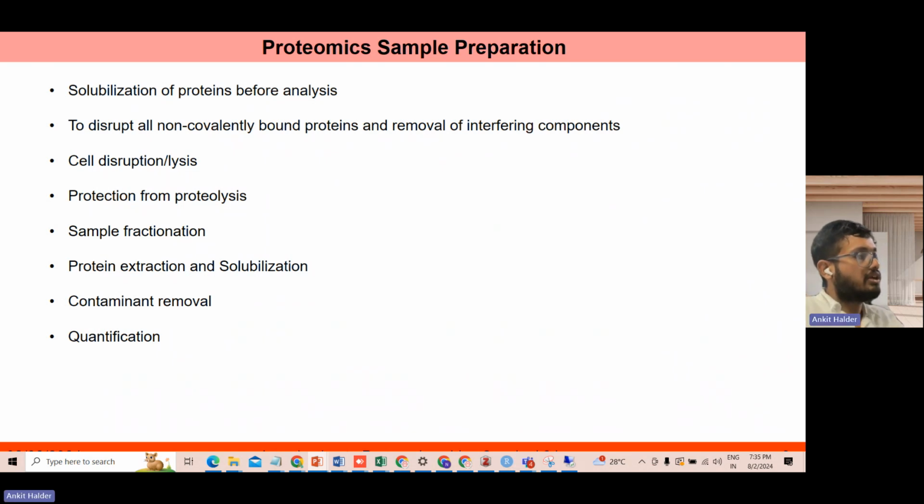Now, how it is going on is the sample fractionation. As I have already mentioned, sample fractionation helps us to have a better view when we run the gel, to have a better analysis, masking, and all those things. So reverse phase based fractionation or different fractionation helps us to achieve those. Next is the protein extraction, and further going for the solubilization. There is the contaminant removal and then the quantification. So all these things are important to have a very good, robust sample preparation.